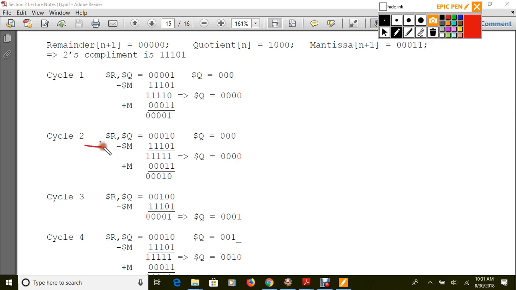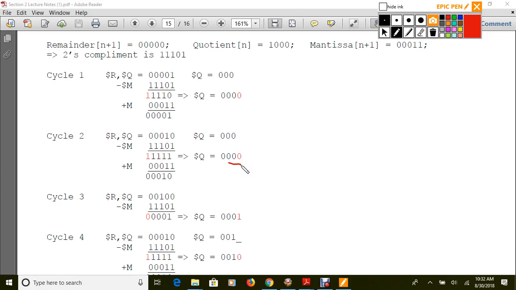Then, second step, subtract the mantissa, add -3. Again, it comes out that the most significant bit is 1. That means 2 is less than 3, therefore I'm going to have a negative value there. So it becomes 1. I invert the bit, and that again becomes the least significant bit of the quotient. So at this specific stage of the algorithm, these 2 bits are now the solution. Those are the 2 most significant bits of the quotient. Does that make sense?